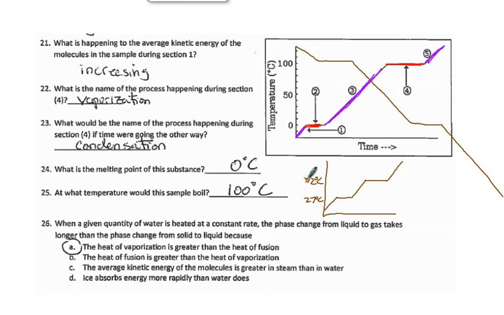When given a quantity of water heated at a constant rate, the phase changes, and so on. Why does it take longer to go from liquid to gas than from liquid to solid or solid to liquid? Now this says, and this is true, the heat of vaporization is greater than it is for fusion. But the more important question here is, why does it take more energy?